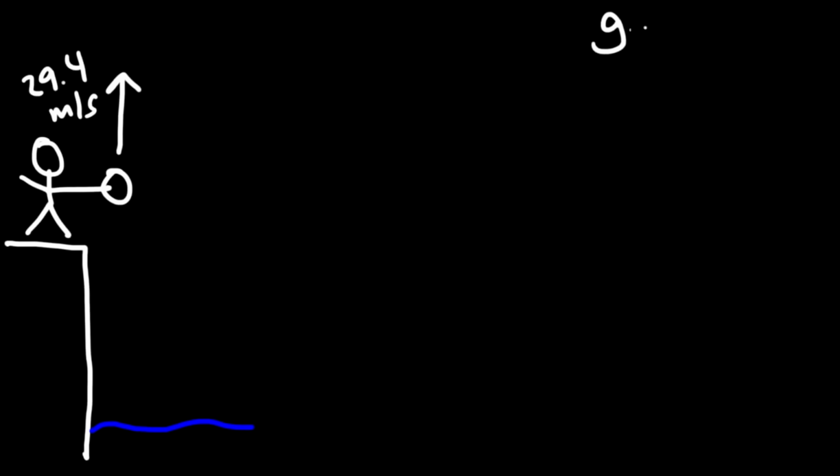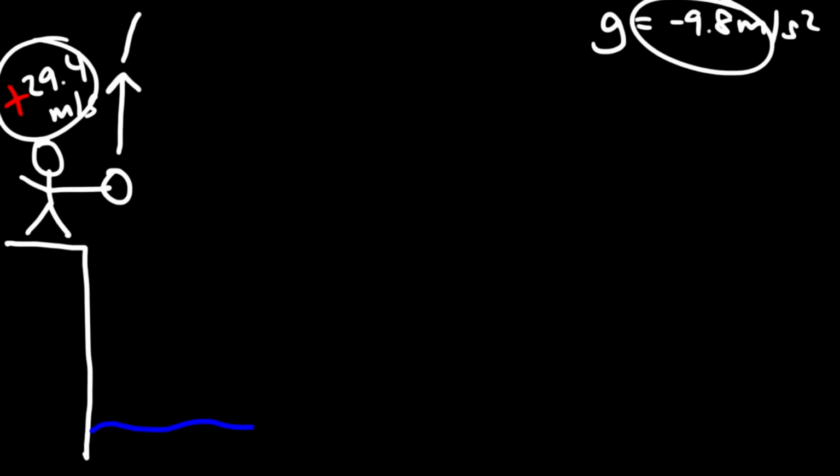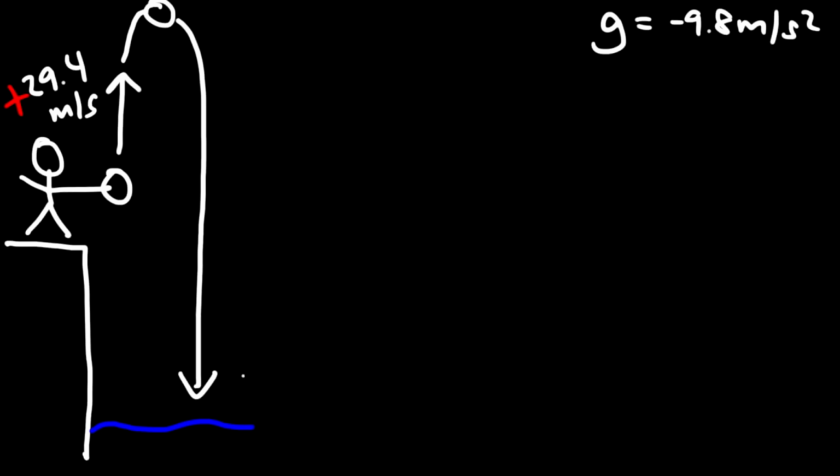where g is negative 9.8 meters per second squared. So even though right now the velocity is positive, because g is negative, the vertical velocity will decrease. So as the ball goes upward, it's slowing down because the velocity is positive and the acceleration is negative. Because they're opposite in sign, the ball is slowing down. Eventually, the ball will reach its maximum height, and then it's going to change direction and begin to fall down.